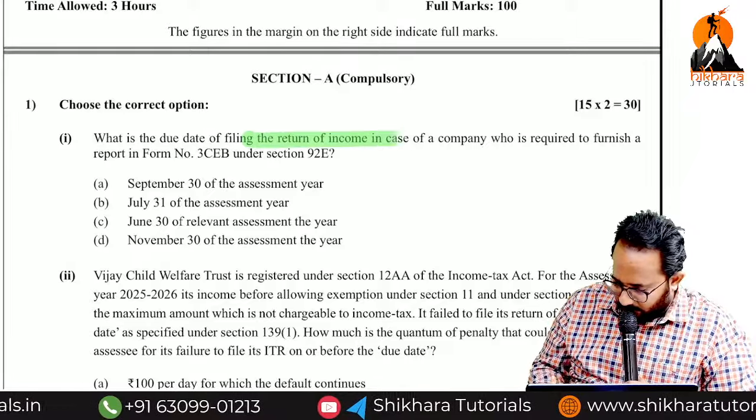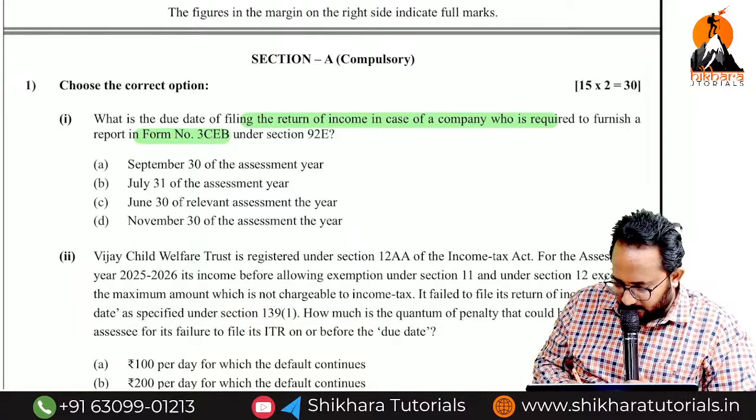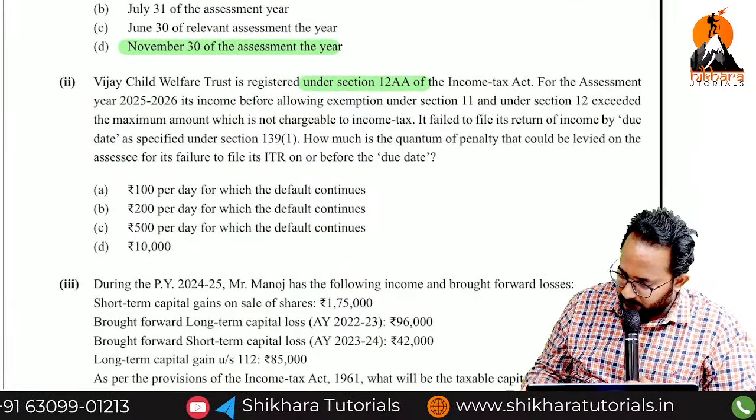Company is required to furnish the return in Form number 3CEB. What is the due date? 30th November.